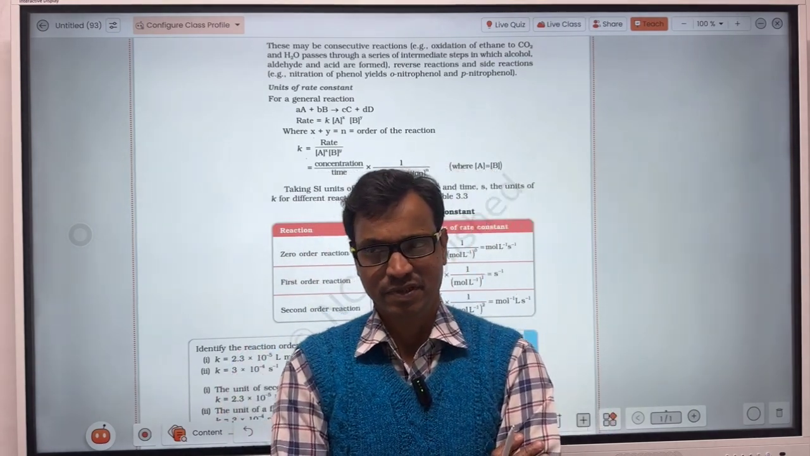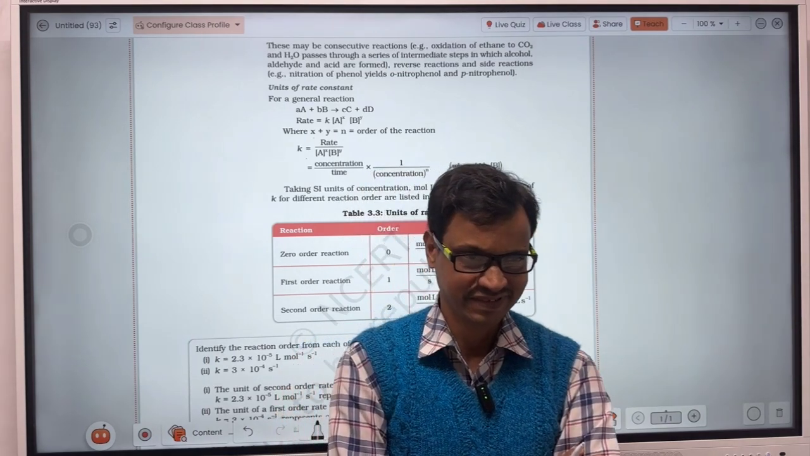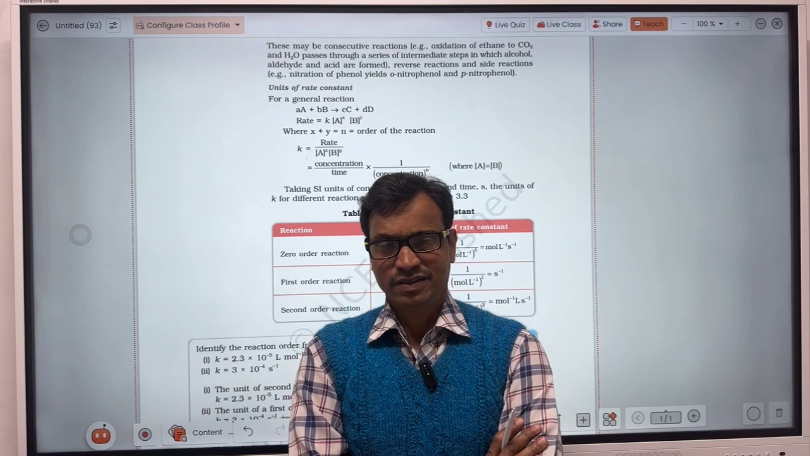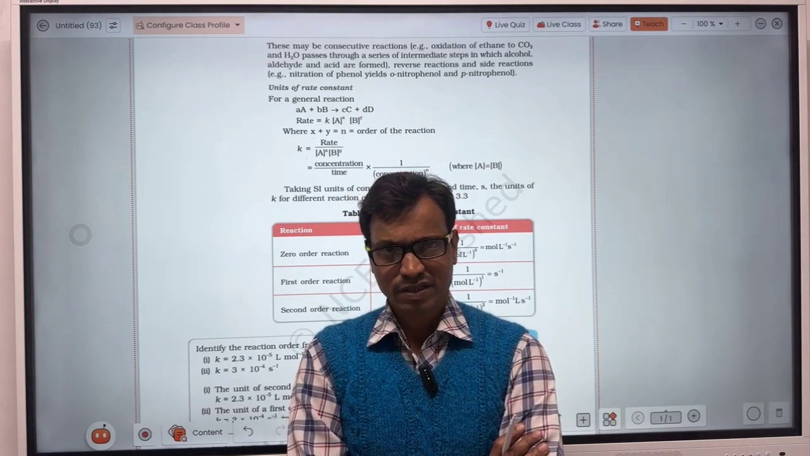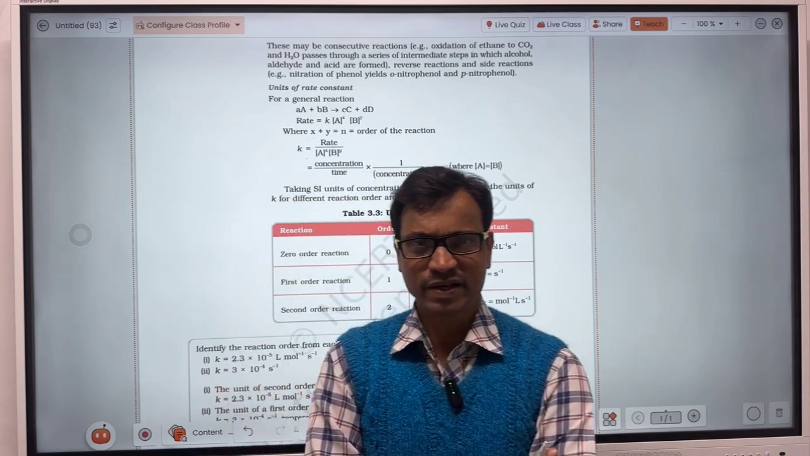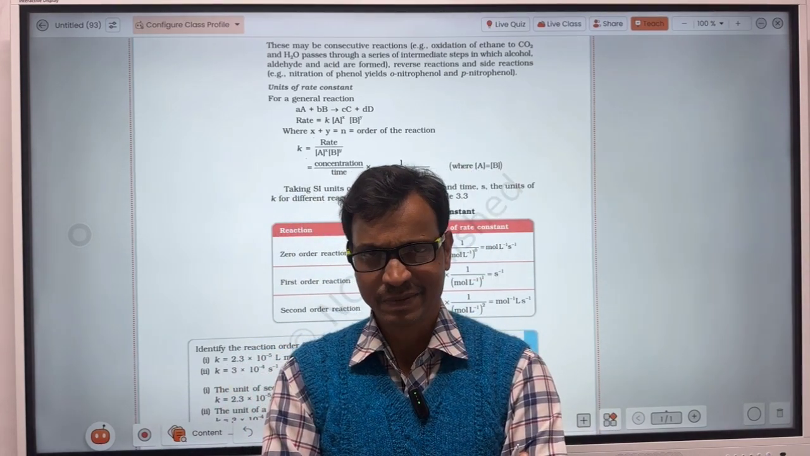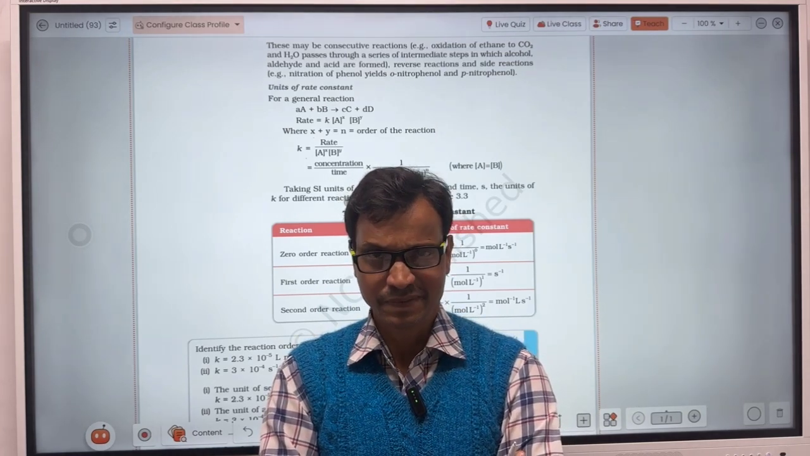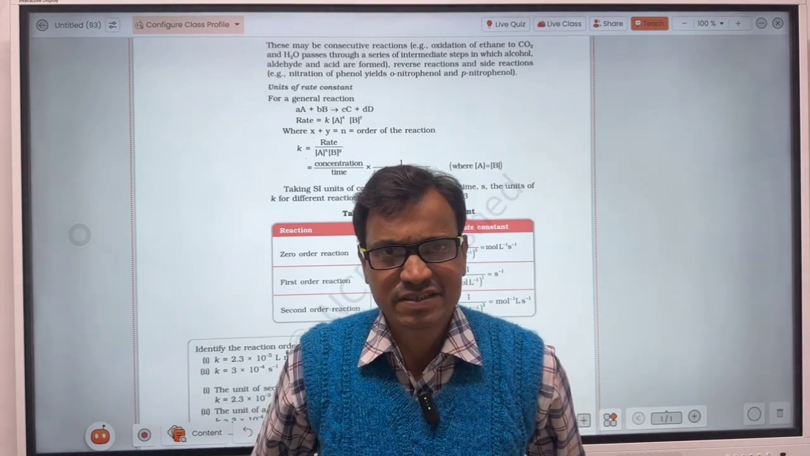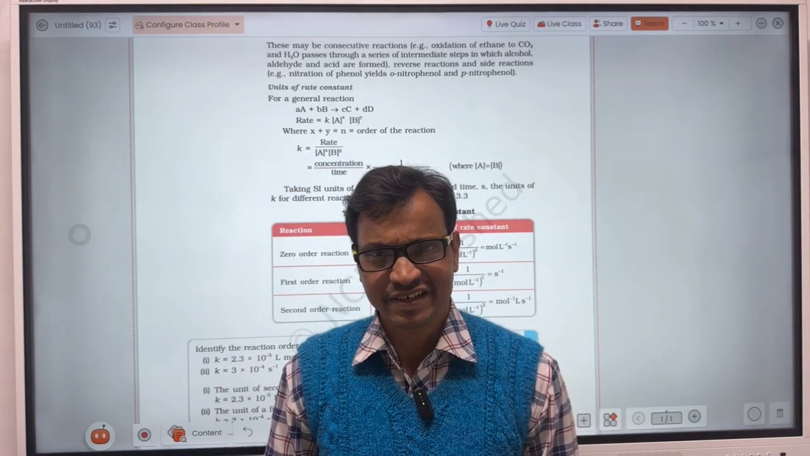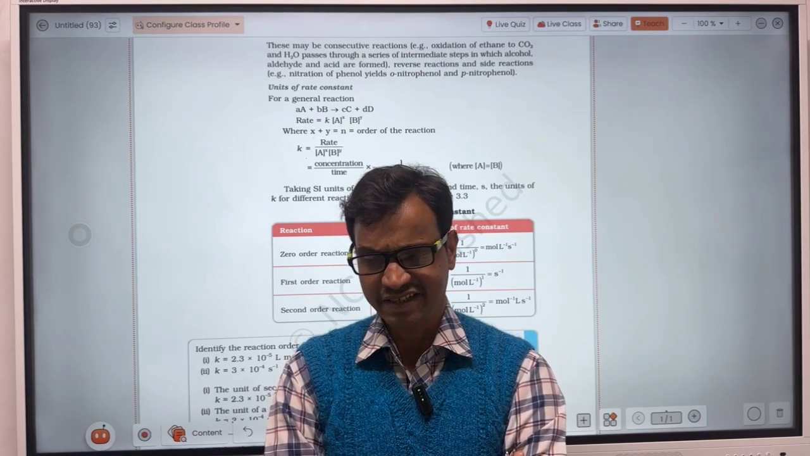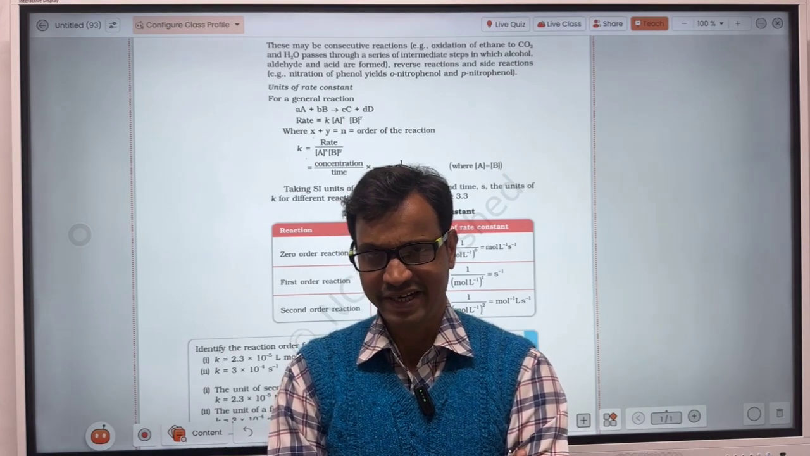What is the SN1 reaction mechanism? The name indicates SN1. That means the reaction in which the rate of reaction will depend on the concentration of only one reactant, that is haloalkane, and will not depend on the concentration of the nucleophile. Then it will be said that the reaction takes place through the SN1 mechanism.